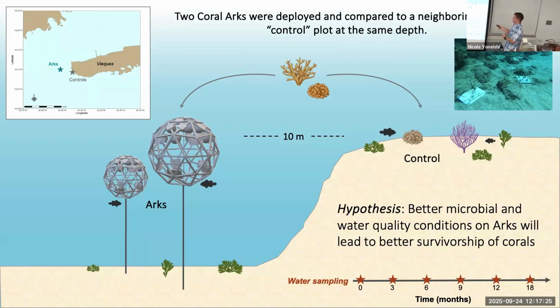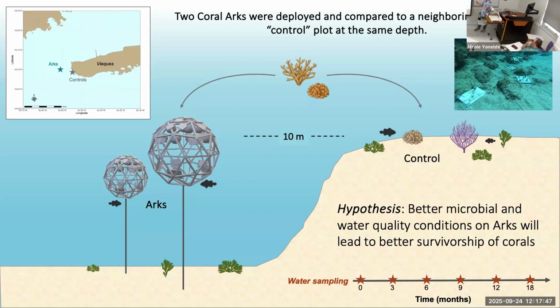And we set up these seafloor control site plots also at 10 feet, so at the same depth, but closer to shore so that we could actually get those depths right. We moved 100 corals to each arc and to each control site. And then we had the hypothesis that better microbial and water quality conditions on the arcs would lead to better survivorship of corals.